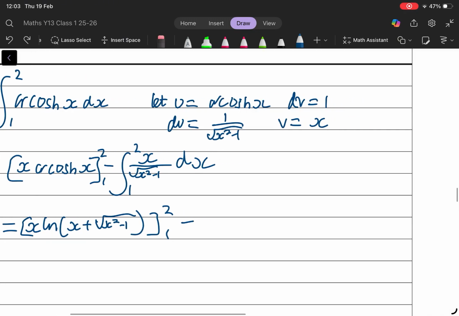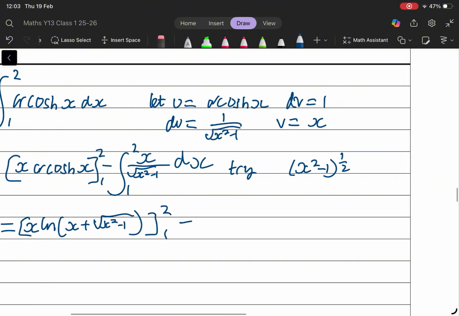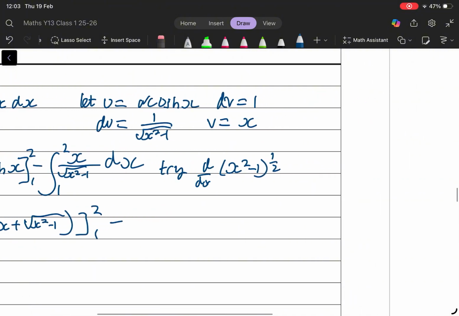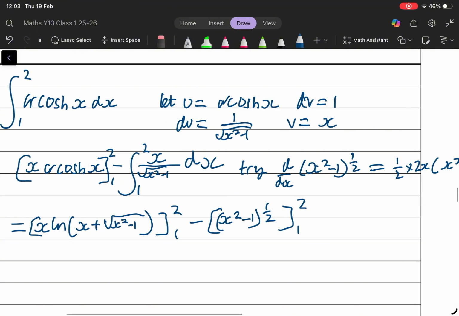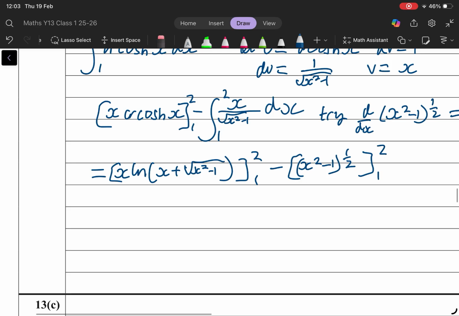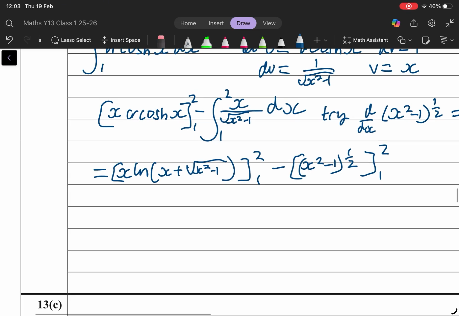That's just a reverse chain rule, right? So x squared minus 1 to the half. Let's try x squared minus 1 to the half, which differentiates to a half times 2x times x squared minus 1 to the minus a half. Yep, so it is literally exactly that. So then that's going to be x squared minus 1 to the half, from 2 to 1. And then we want to sub the limits in.